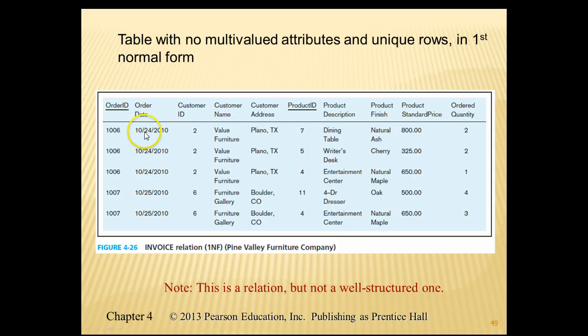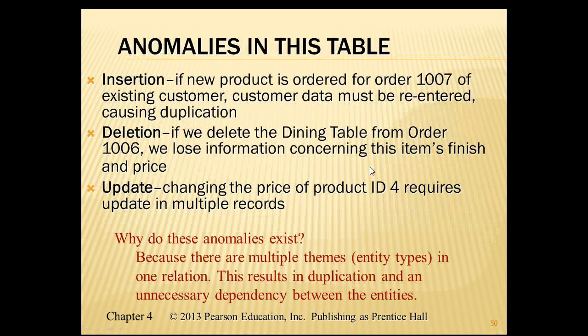Dining table from 1006. We lose some information on the product finish, which was natural ash, and that's the only record containing that value. And then if we change the price of product ID 4, it requires an update of multiple records. So let's take a look at that.